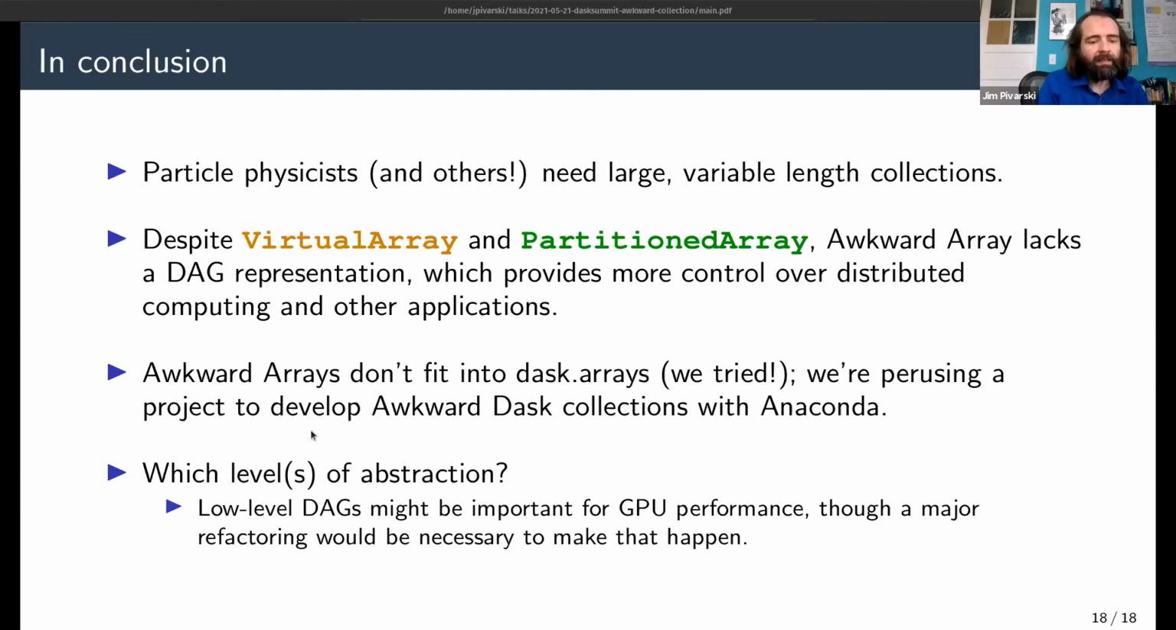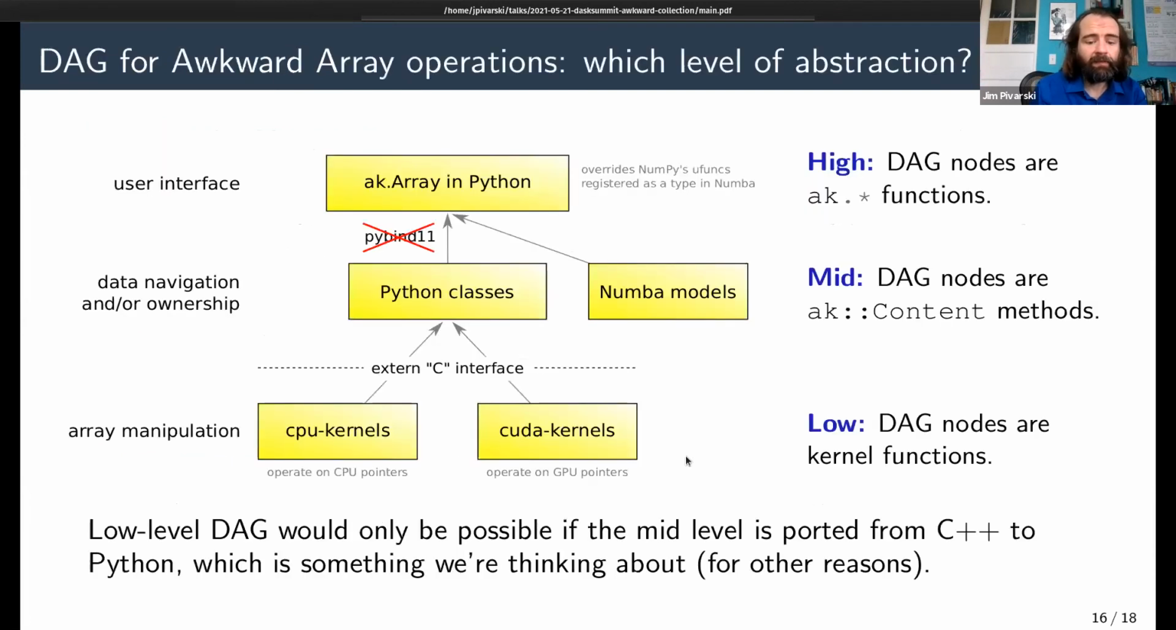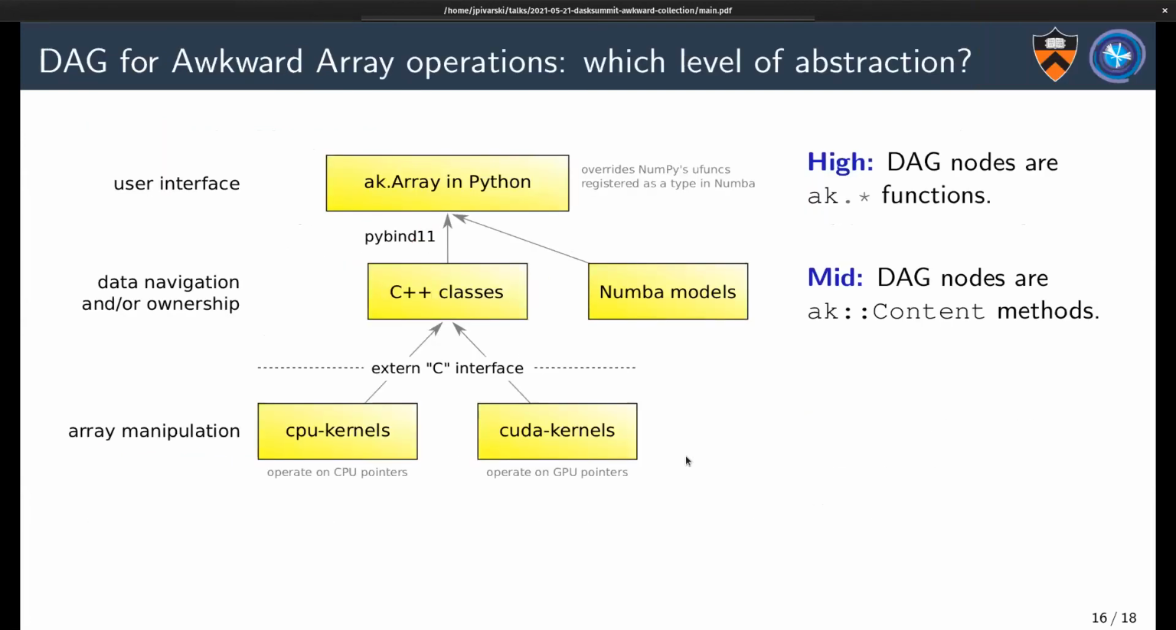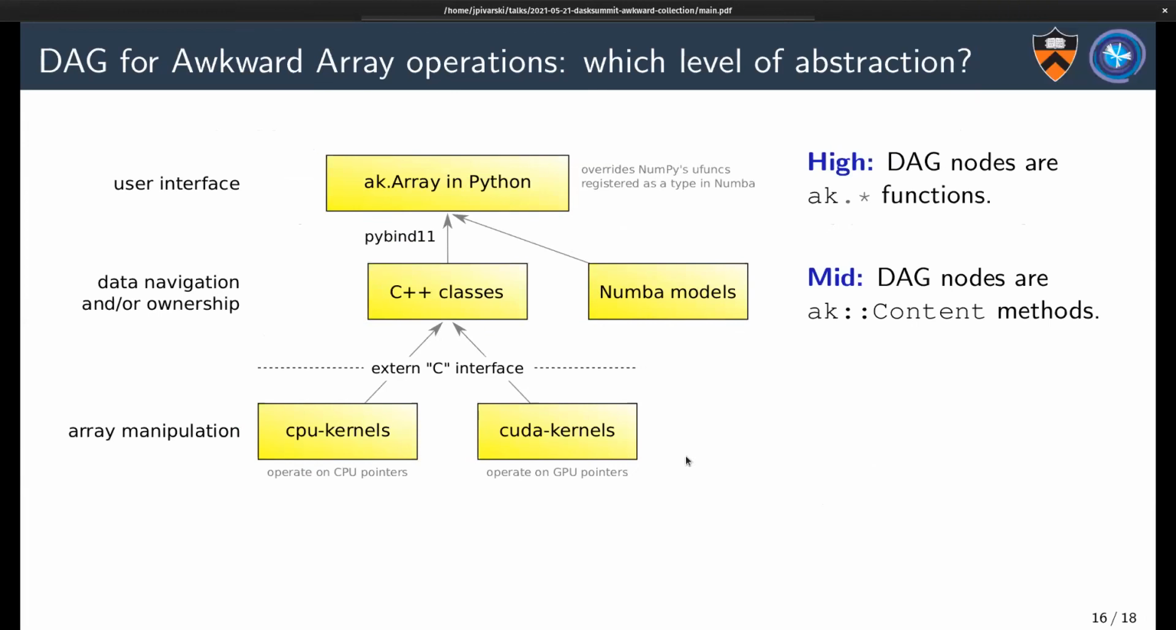Yeah, keep in mind for the motivation of distributed computing, which is the motivation you're talking about here, it only has to be at high or mid-level. And that is possible without refactoring. The low level would be required if we're going to make a CUDA DAG. Even for field, figuring out what fields are going to be accessed, I think you would have to change the C++, or at least put into C++ something that would track what the type is of the operation without evaluating it.